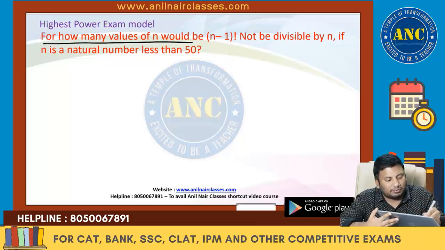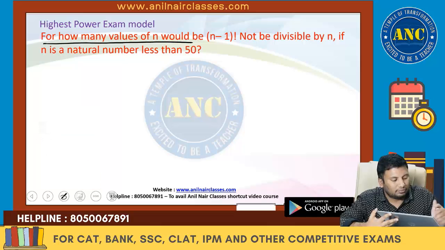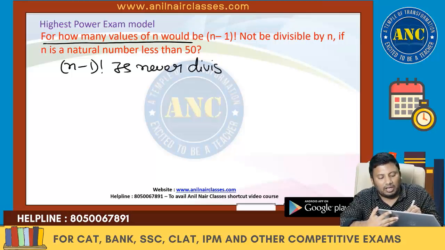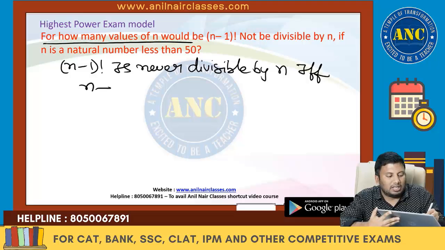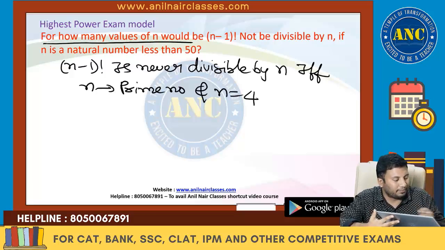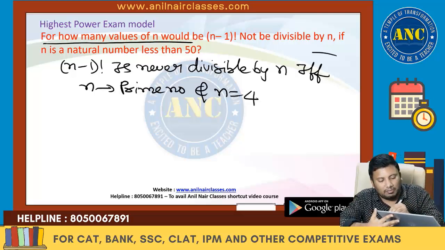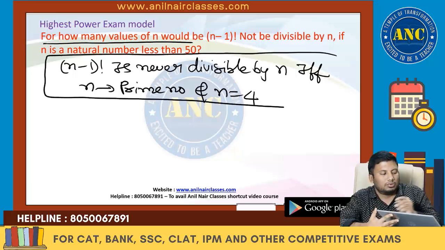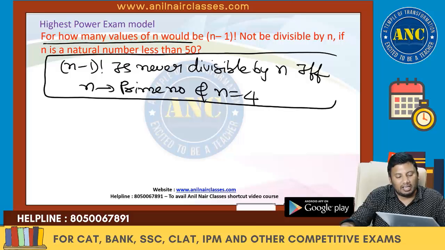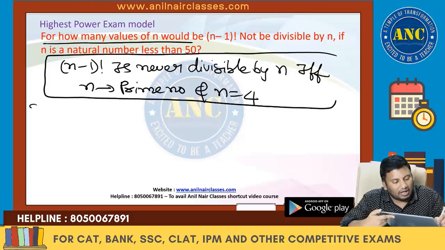Highly repeated question. Please write down. N minus 1 factorial is never divisible by n if n is a prime number and n is not equivalent to 4. Extremely important logic. N factorial is never divisible by n if n is a prime number and n is not equivalent to 4.